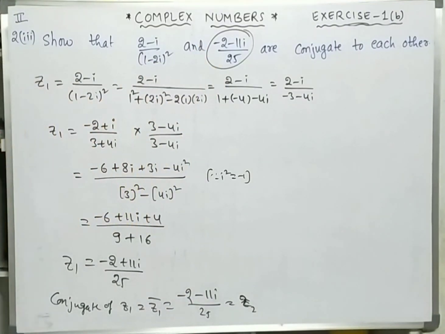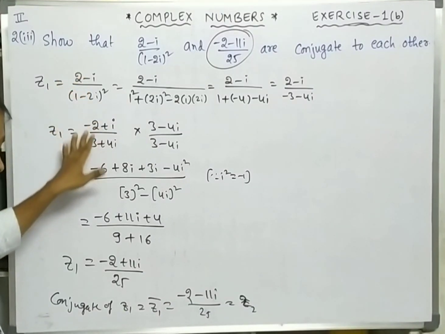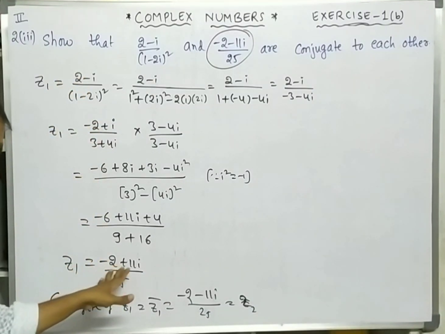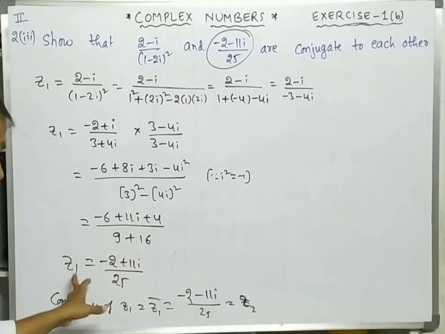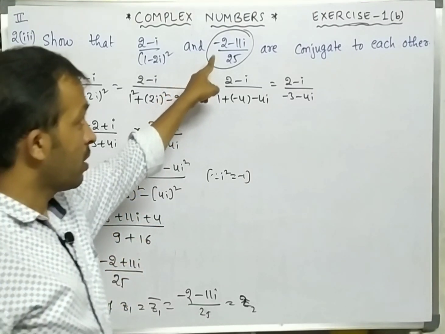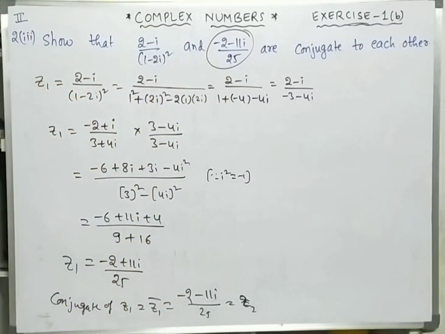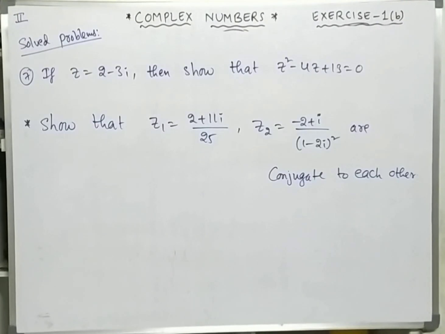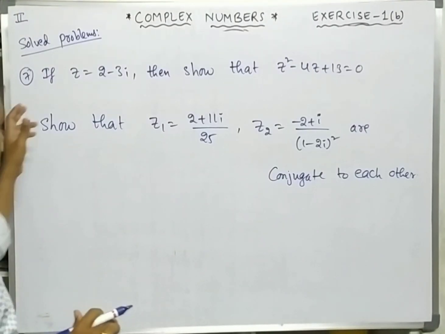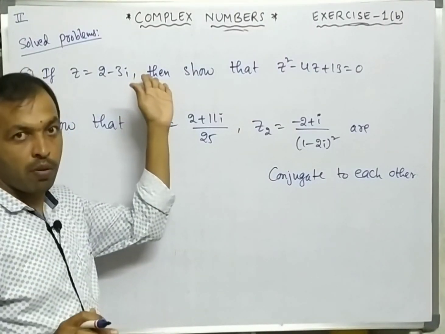That's it. So first simplify the given complex number 2 minus i by 1 minus 2i whole square, convert it to a plus ib form, then find its conjugate. Automatically we will get this one. Therefore these two are conjugate to each other. These are the solved problems. This is the problem important for 2 marks.